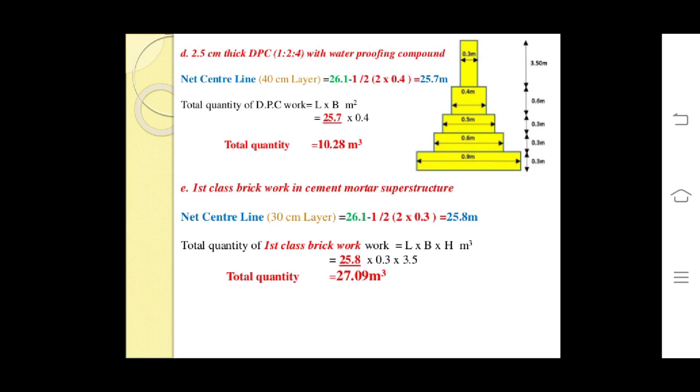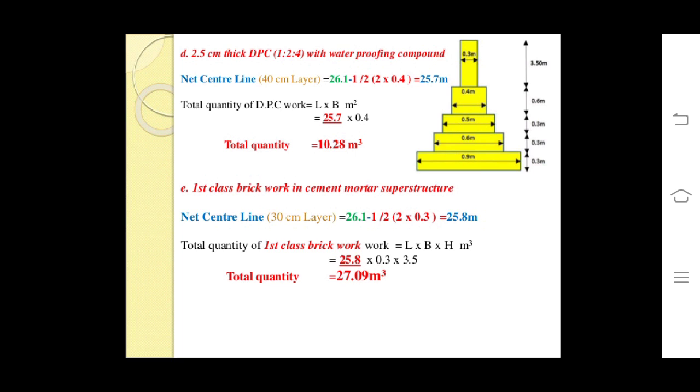The next item for foundation or footing is 2.5 centimeter thick DPC in proportion 1:2:4 with waterproofing compound. The net centerline length is calculated by deduction of half width of item from both sides. It is equal to 26.1 minus half into 2 times 0.4, which is equal to 25.7 meters. The total quantity of DPC work is equal to length into breadth, which is equal to 25.7 into 0.4, which is equal to 10.28 meter squares.